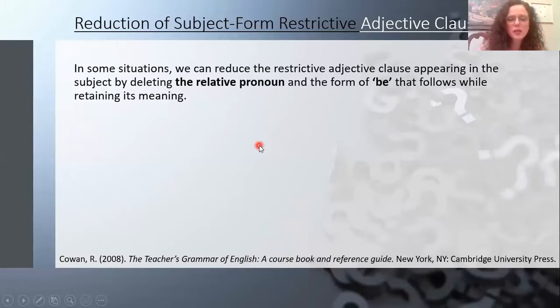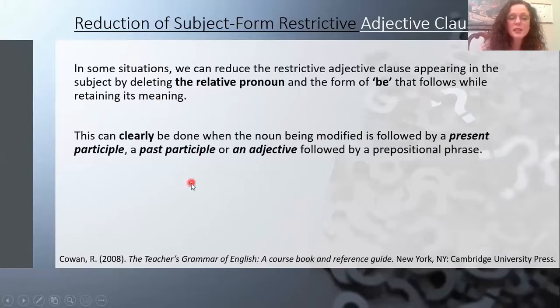In some situations, we can reduce the restrictive adjective clause or relative clause appearing in the subject by deleting the relative pronoun and the form of be that follows while retaining its meaning. This can clearly be done when the noun being modified is followed by a present participle, a past participle, or an adjective followed by a prepositional phrase.